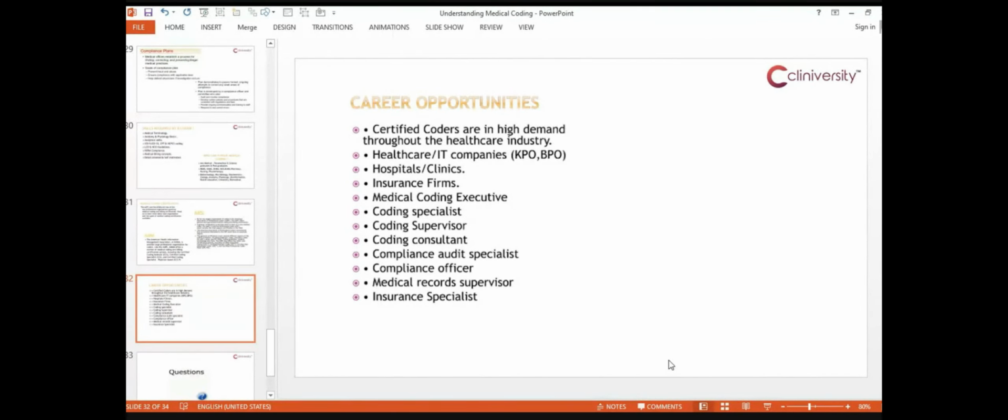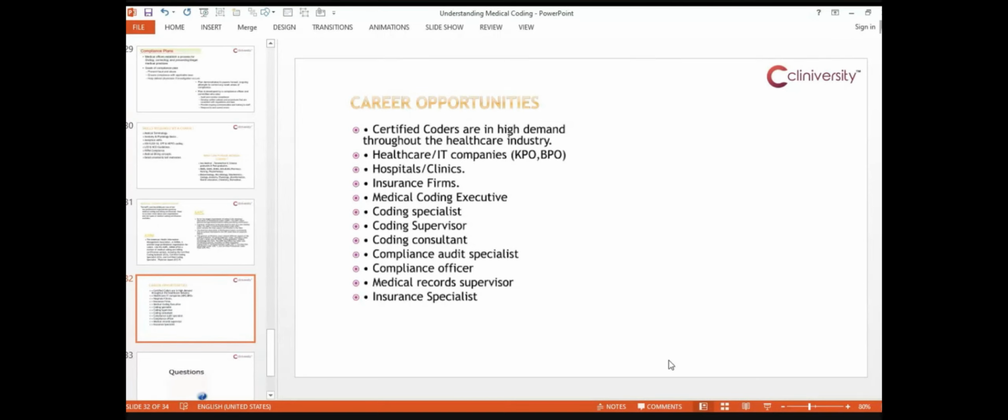Okay. Now, what are the different career opportunities in the medical coding field? Certified coders are in high demand throughout the healthcare industry. Nowadays, you can see many different kinds of health conditions for which different treatments, procedures, and diagnostics are required. That's the reason there is a huge demand in the healthcare industry.